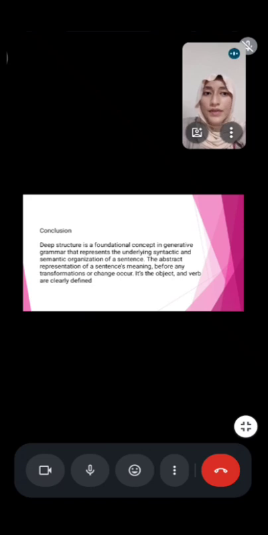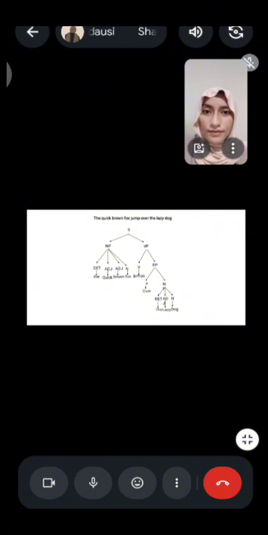Conclusion: deep structure is a fundamental concept in generative grammar that represents the underlying syntactic and semantic organization of a sentence, the abstract representation of a sentence's meaning before any transformation or change occurs. The subject, object and verb are clearly defined. Here I will break down the sentence. The first sentence: the quick brown fox jumped over the lazy dog.